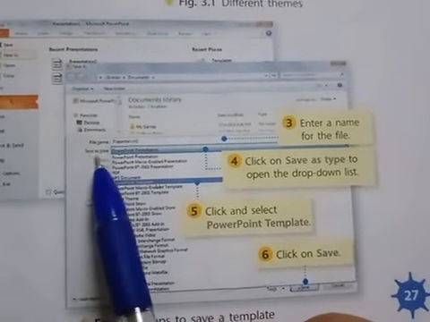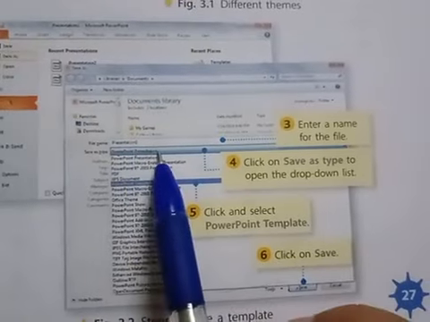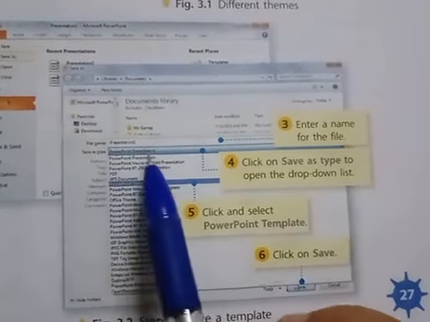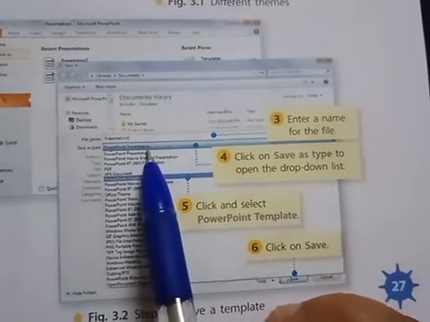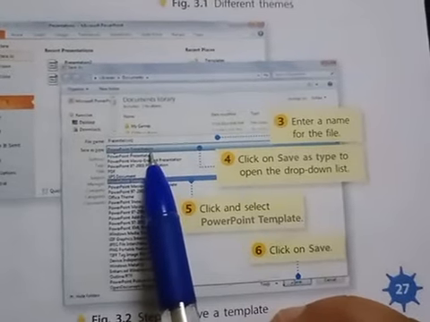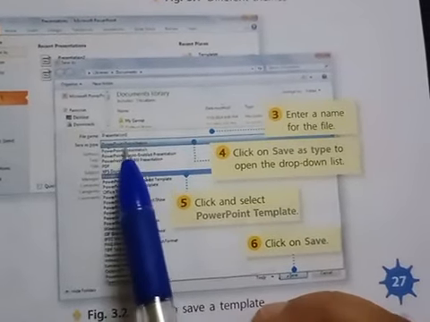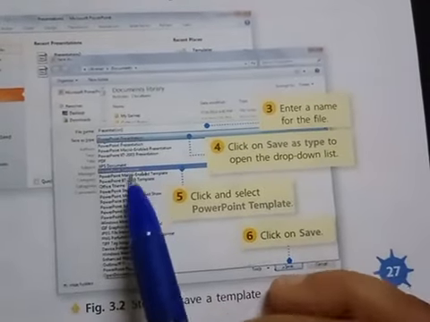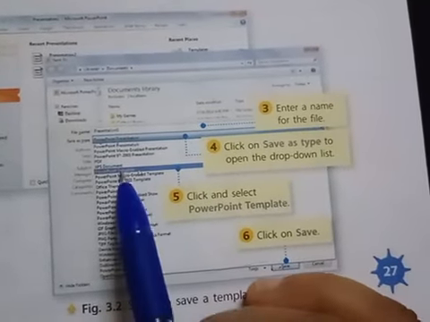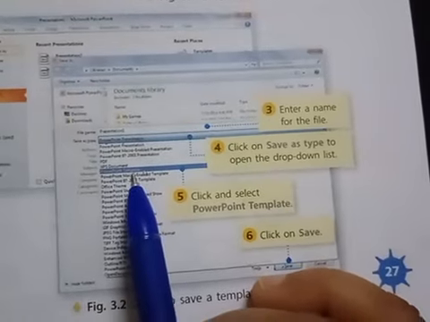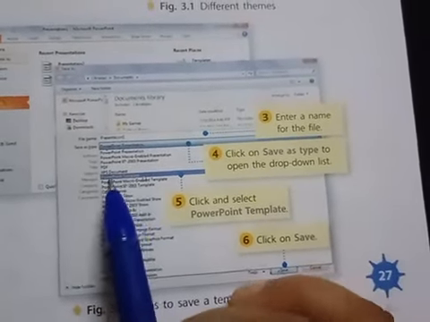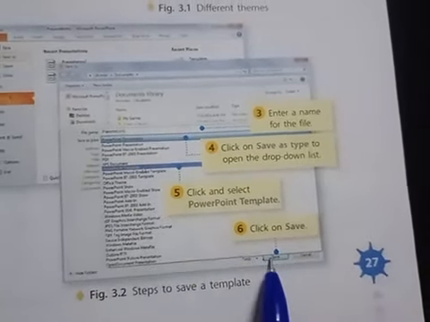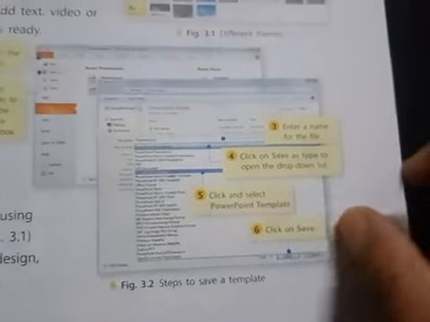Now click on the Save as type. You select the Save as type PowerPoint presentation because you want to create a template on the basis of a PowerPoint presentation. That's why you click on the PowerPoint presentation. After clicking on it, a drop down menu will be displayed and you can select PowerPoint Template. After clicking on the PowerPoint Template, you click on the Save button. Your design will be ready for work.